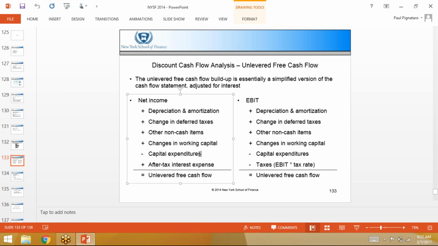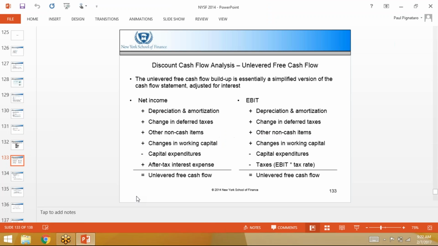And again, don't be confused about change in working capital. Some textbooks say minus change in working capital. Not if it's coming from the cash flow statement. If it's coming from the cash flow statement, just do whatever the cash flow statement does. If I were to minus that, I'd be double counting.